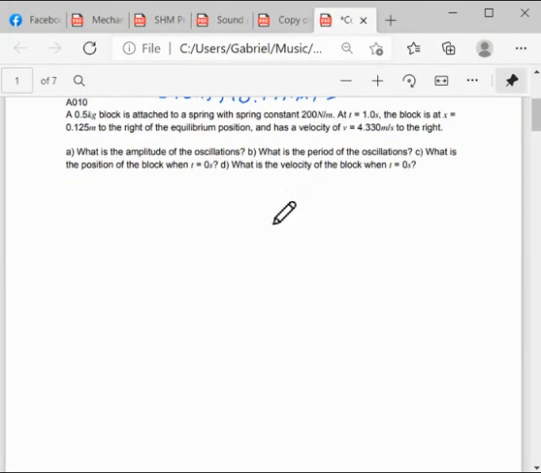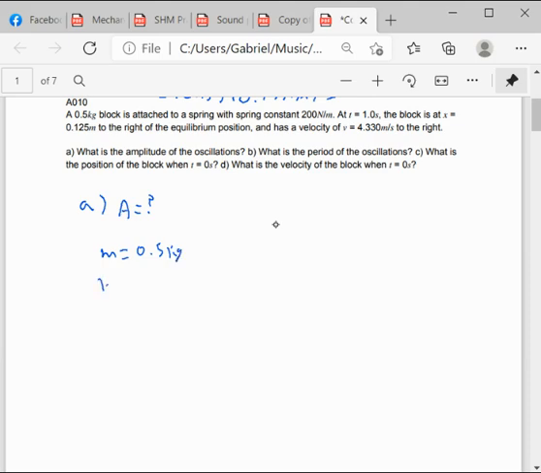Next question coming up gives us a block attached to a spring constant, some numbers, some position, and we're asked to find the amplitude of the oscillations. Well, so that's part A, right? You're looking for amplitude. So first step should be to note what we have in the question and how that can help us. We know the mass of the block.